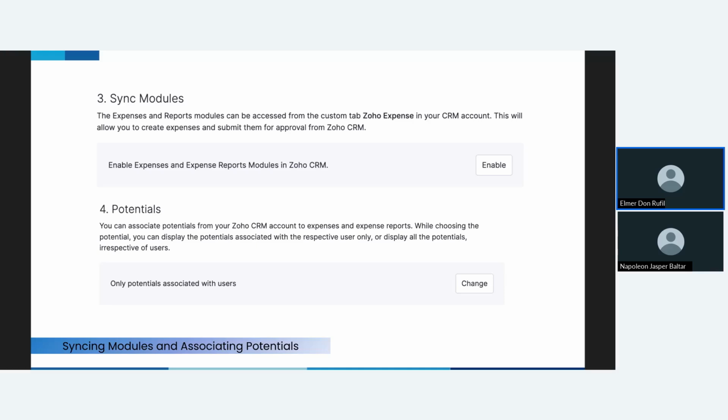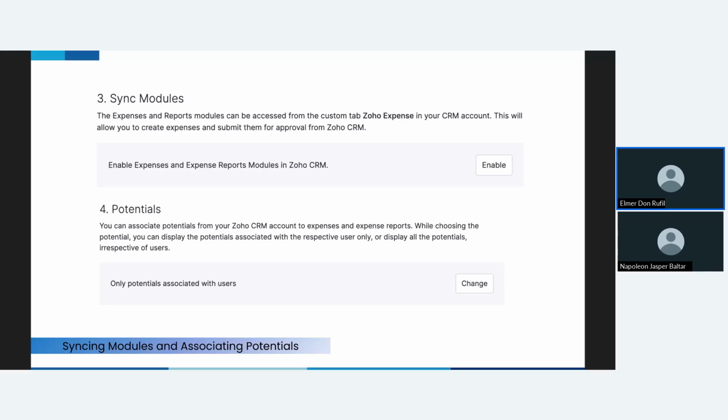So from there, click Show Details. And then scroll to the Sync Module section and click Enable. So once activated, the expenses and expense reports modules will appear in Zoho CRM under a dedicated Zoho Expense tab. You can also click the check status under the customer section to verify the sync is active.